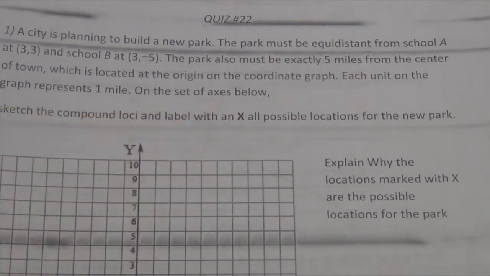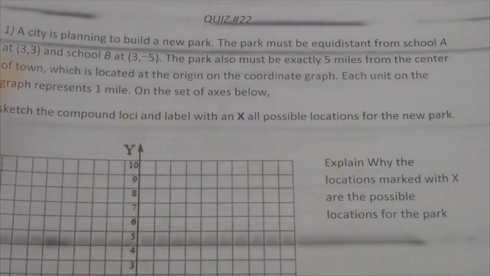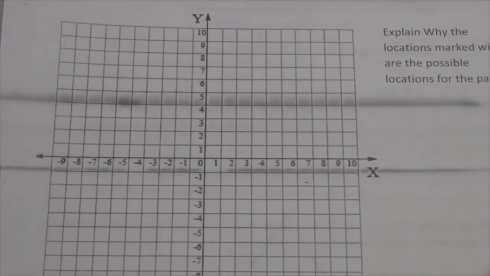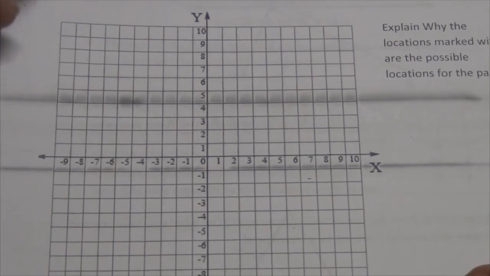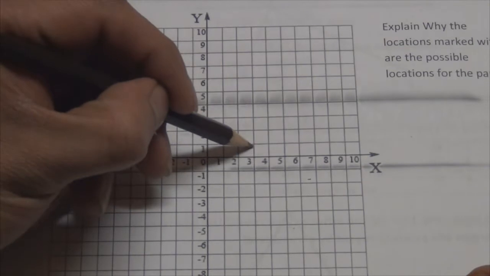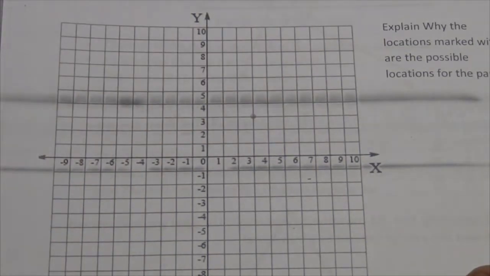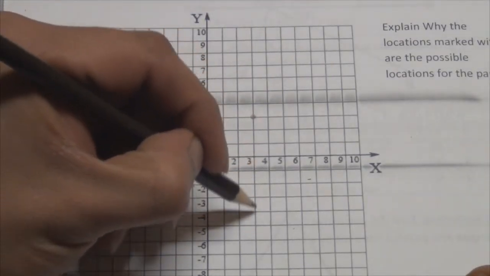On the set of axes below, sketch the compound loci and label with an X all possible locations for the new park. Explain why the locations marked with X are possible locations for the park. All right. So first and foremost, you have two ordered pairs. So that's the first thing you're going to do. You're going to plot it. So (3,3): 3, 1, 2, 3. So it's right here. You've seen this before. (3,-5): 3, -1, -2, -3, -4, -5.